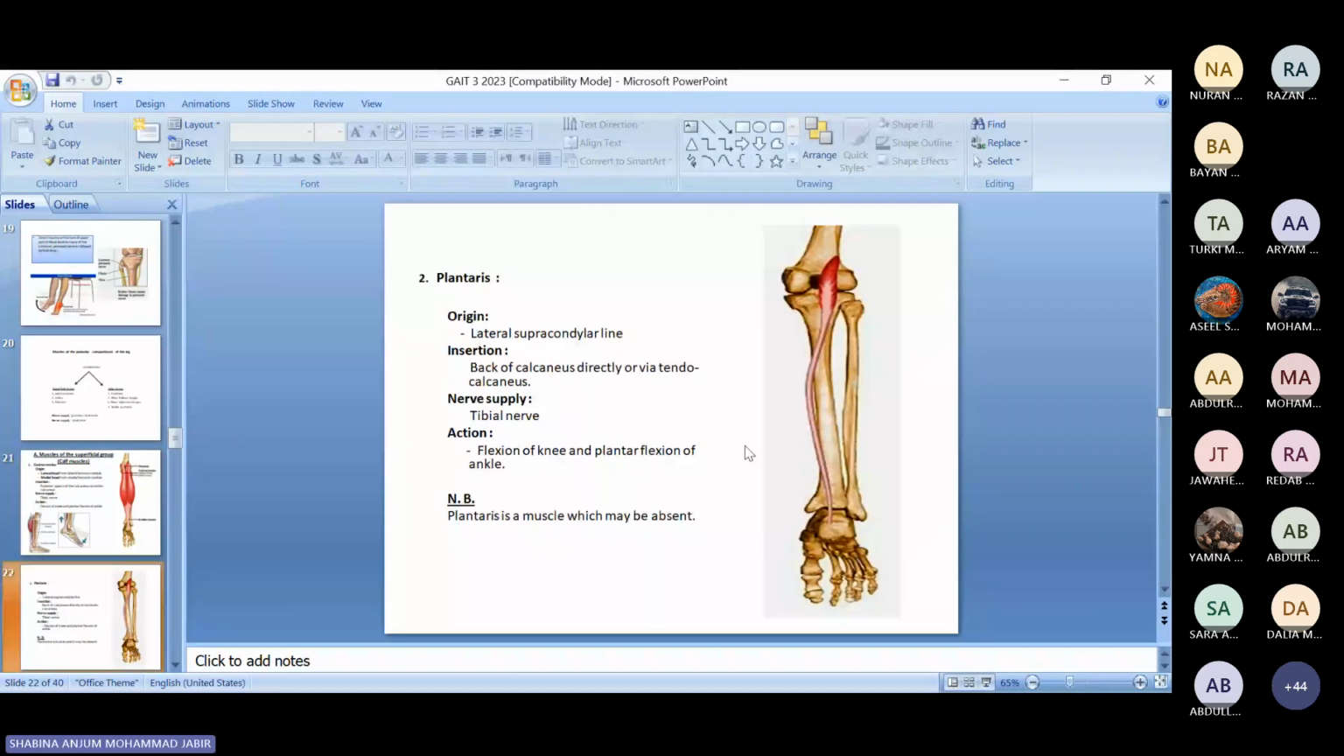The another muscle is called plantaris. It is a very small muscle. It may be present or may not be present. It takes origin from the lateral supracondylar line, and finally it will also be inserted to the posterior aspect of the calcaneum, that is the tendo Achilles.